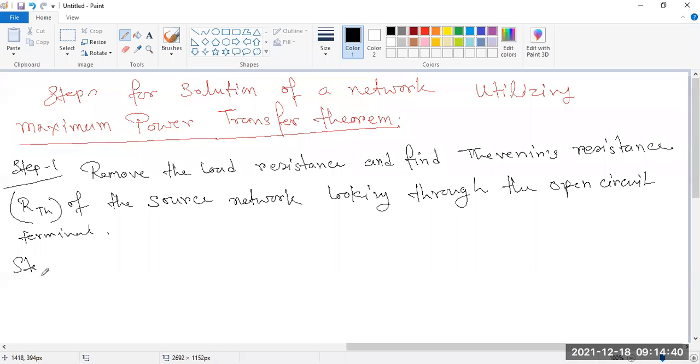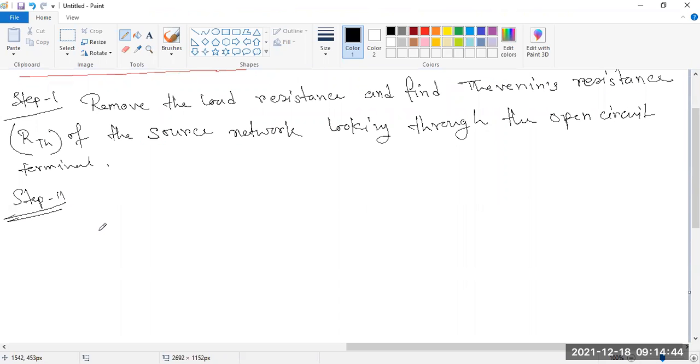Then step 2: as per the maximum power transfer theorem, this internal resistance, or you may say the Thevenin resistance, is equal to the load resistance of the network, that is, RL equals RTH, which allows the maximum power transfer.